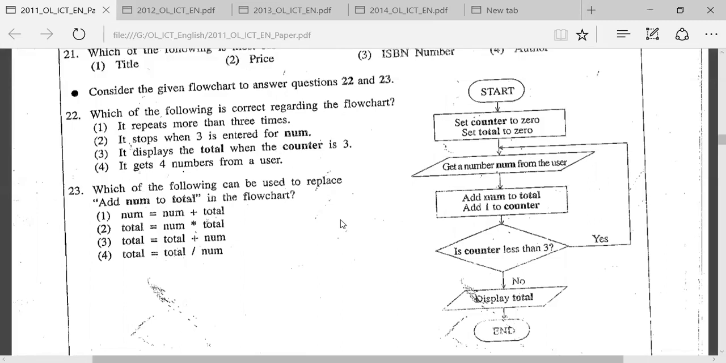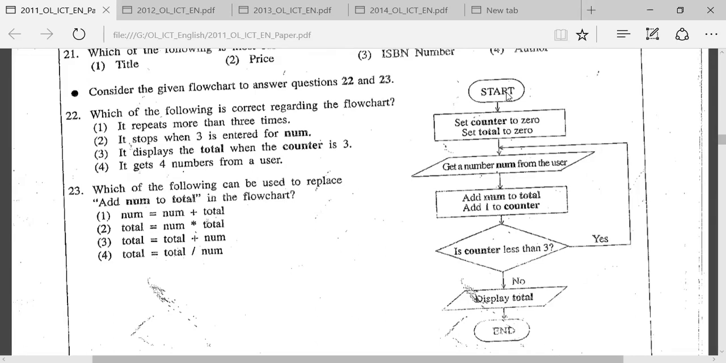Now we will discuss the 2011 paper. There are questions number 22 up to 27, right? Consider the given flowchart to answer questions 22 and 23. So for the 22nd and 23rd questions, you have to consider this flowchart.